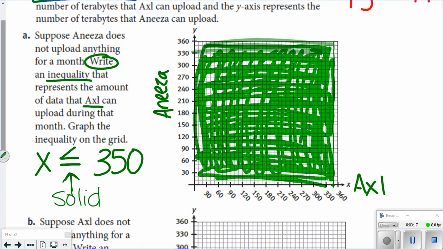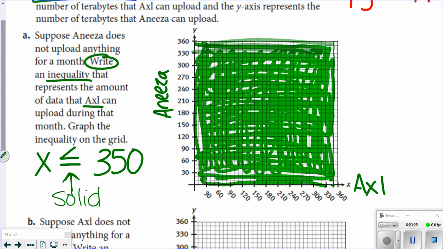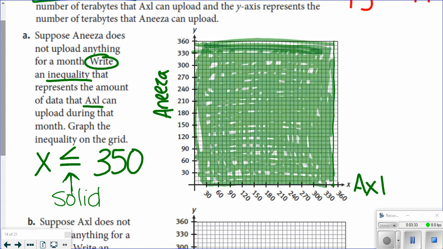So all of these numbers are possibilities or answers or amount of data that Axel can upload because Anisa is using nothing. And then make sure that I can still see that your line is solid, especially if I'm grading your homework.